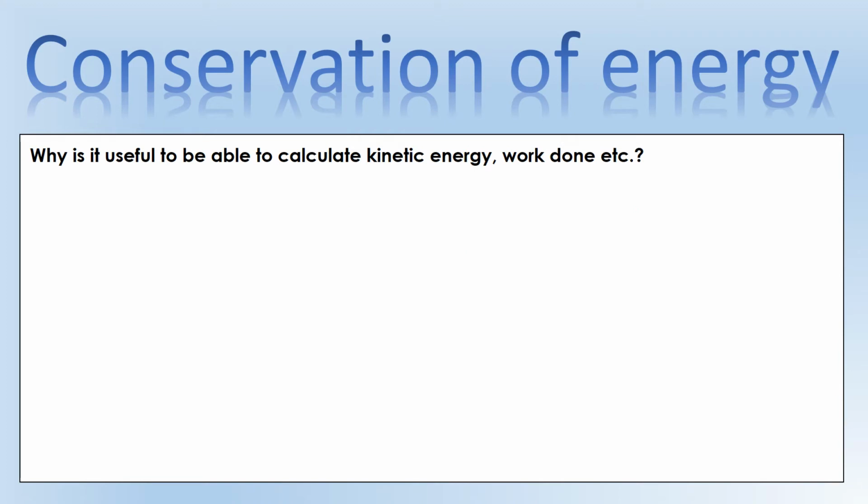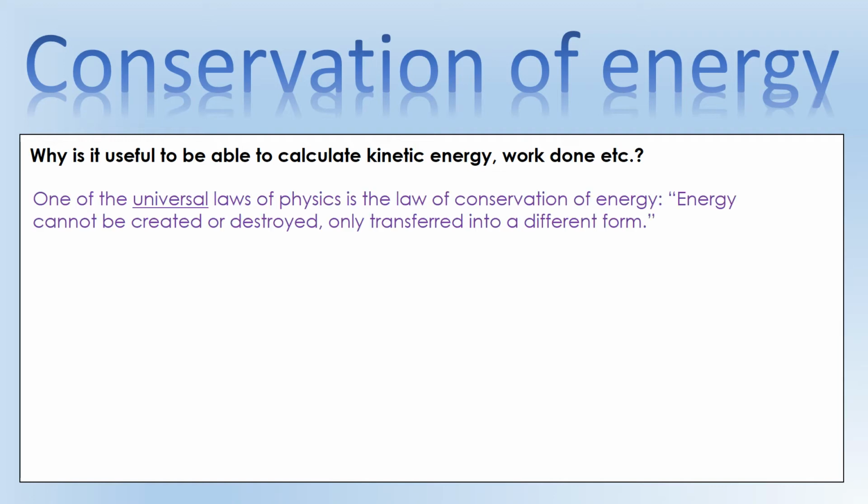Okay, so why is it useful to calculate kinetic energy and work done, etc.? It's all very nice having these equations, but what is the point of them? Well, the reason it's useful is because there is a universal law of physics that utilizes them. It's the law of conservation of energy: energy cannot be created or destroyed, only transferred into a different form. The reason it says universal is because it applies to the whole universe. Everything in the universe has to obey this law of conservation of energy. That's why it's so powerful. We can't create or destroy energy, we can only change it into a different form.